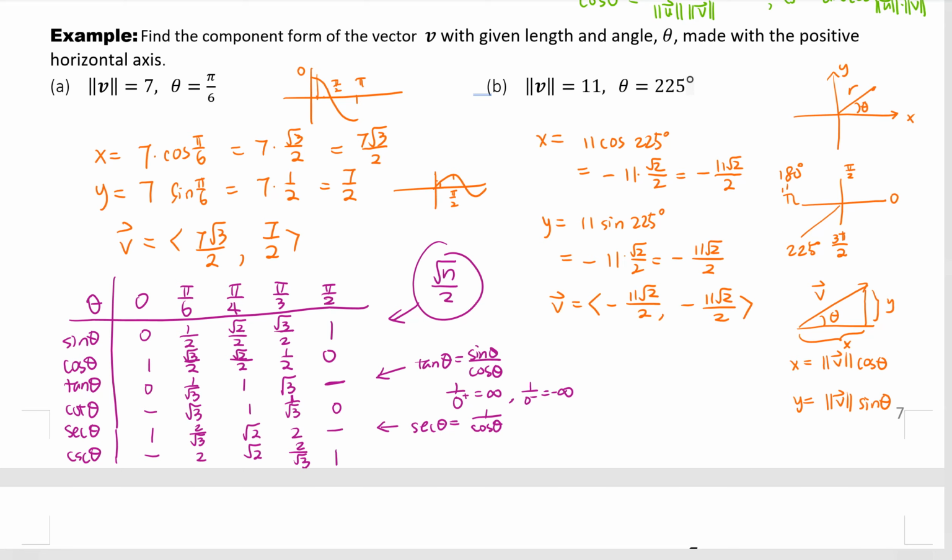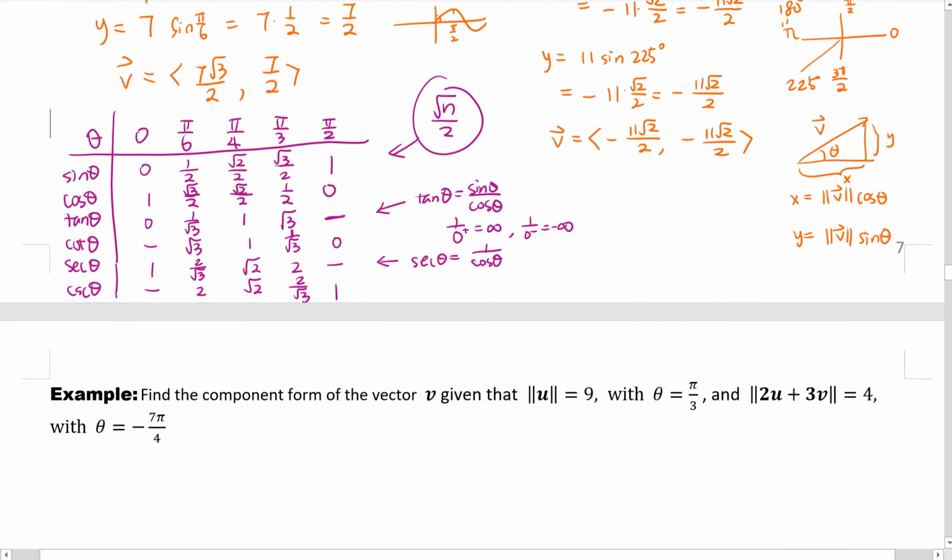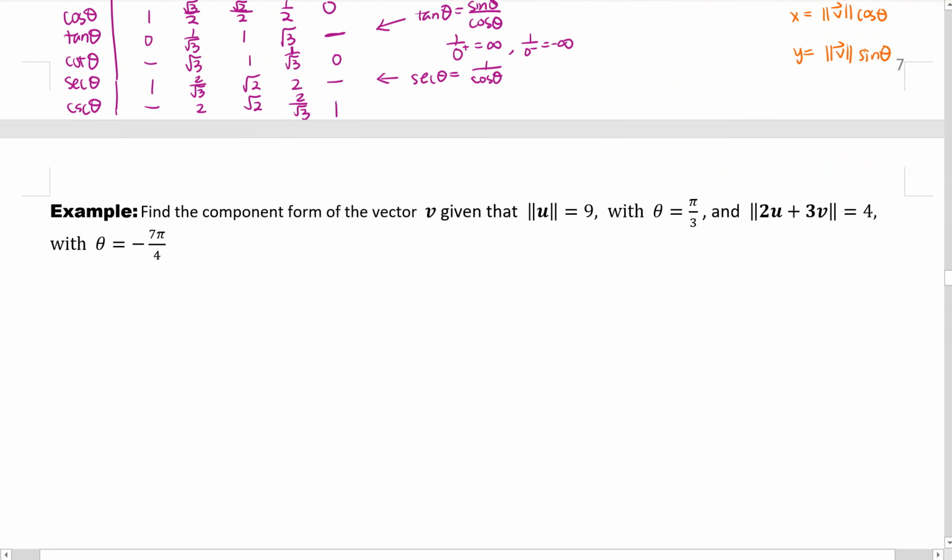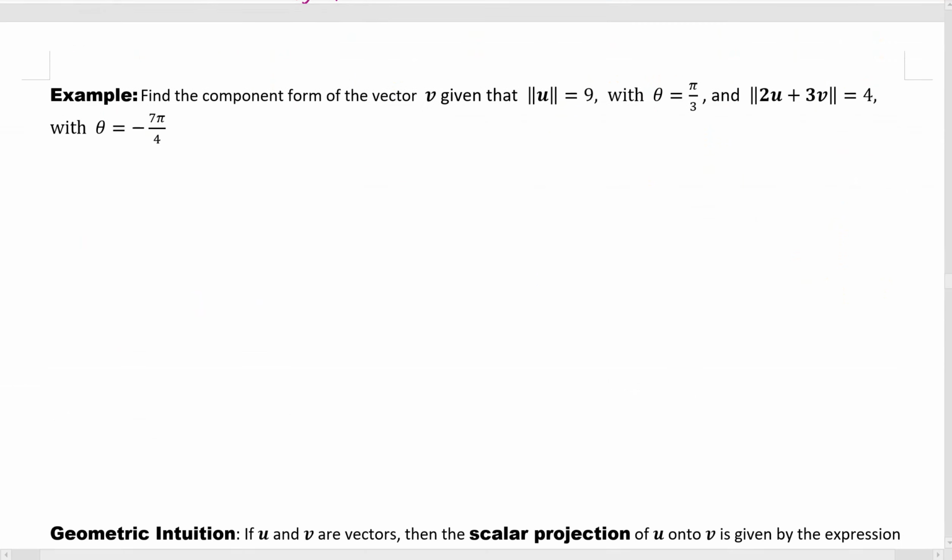Alright, let's continue. Find the component form of the vector V given that the magnitude of U is 9 with theta equals pi over 3, and the magnitude of 2u plus 3v equals 4 with theta equals minus 7 pi over 4. Okay, first of all, we want to figure out the component form of u and 2u plus 3v.